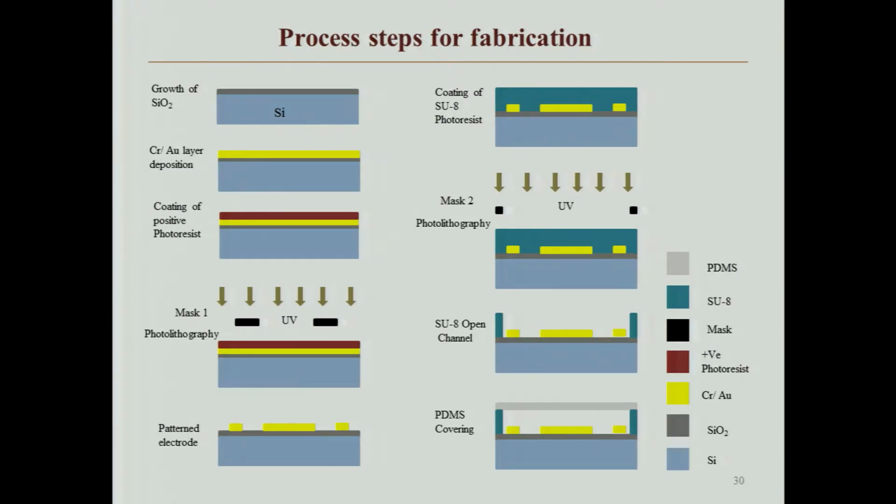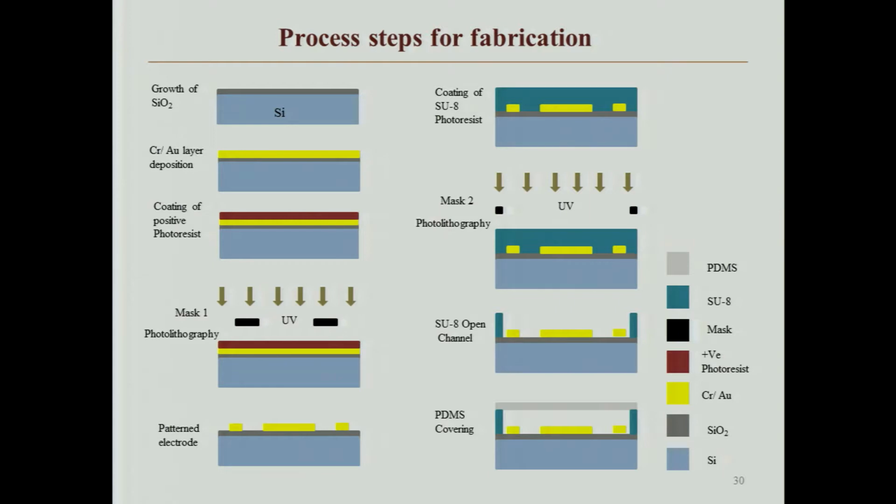So, take the silicon wafer and grow a silicon dioxide layer. On top of that, you can go for a chromium and gold thin layer deposition. After deposition, you go for lithography, and using a mask you can pattern these electrodes like this.